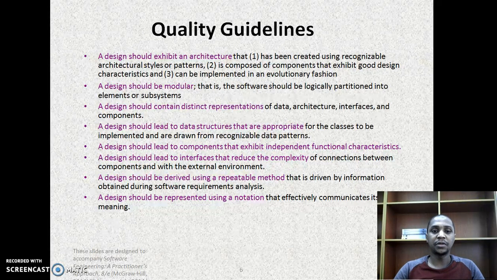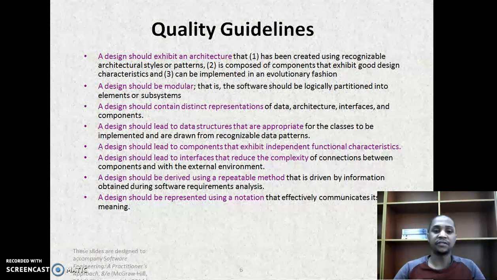A design should lead to interfaces that reduce the complexity of connections between components and with the external environment. A design should also be derived using a repeatable method that is driven by information obtained during software requirement analysis. Design should also be represented using a notation that effectively communicates its meaning.